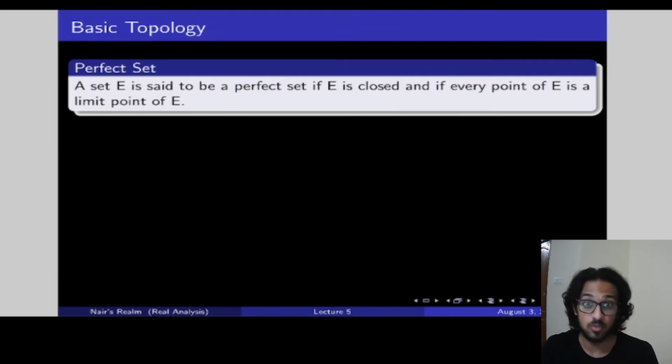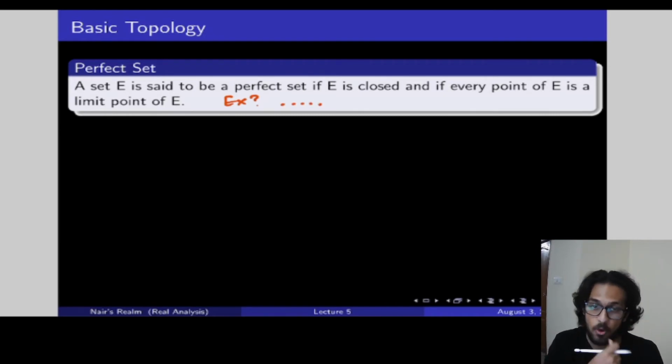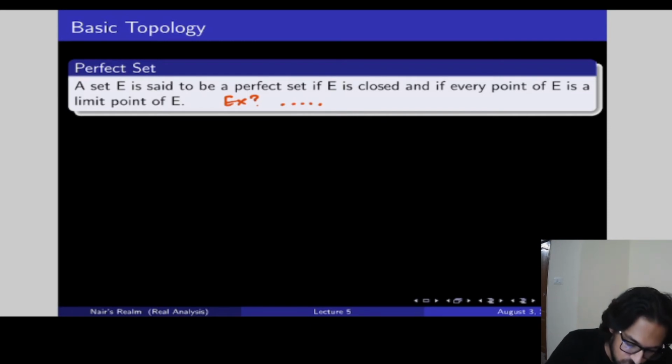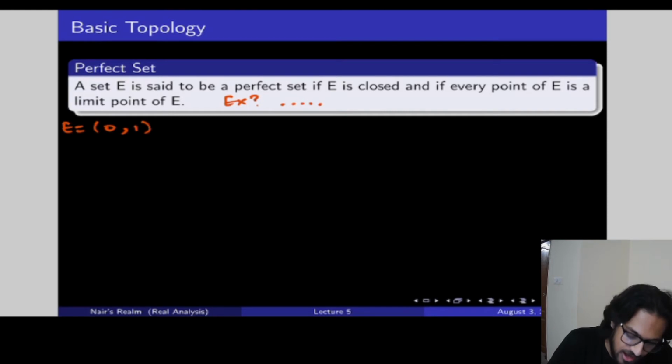So a perfect set. What is a perfect set? A set E is said to be perfect if it is closed and if every point of E is a limit point, right? So what is an example of a perfect set? We will see that right now. But first, let's look at open set and closed set. Let's say this is E, and for all the examples I'm dealing with right now, X is R and d is the usual metric, okay?